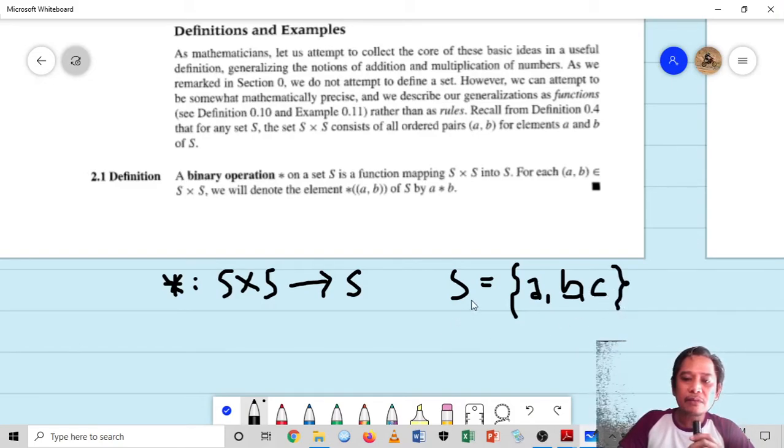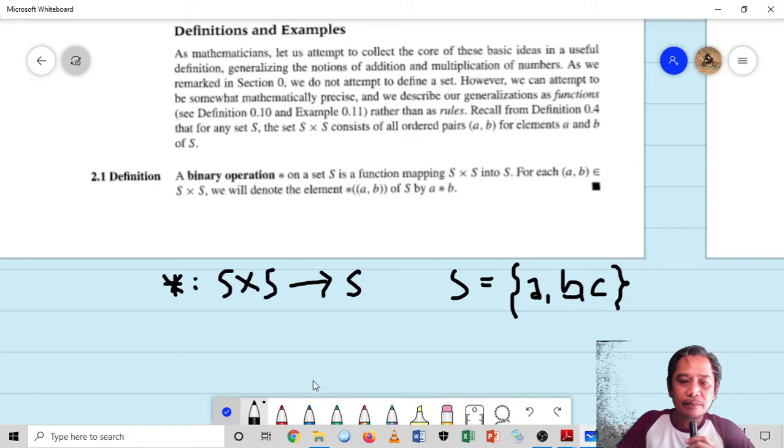So the elements of S cross S would be AA, AB, AC, BA, BB, BC, and CA, CB, and CC. So those would be the ordered pairs, elements of the cross product of S to itself. Now take note that since asterisk is a function, each of those ordered pairs will be paired with a unique element which is also in S.